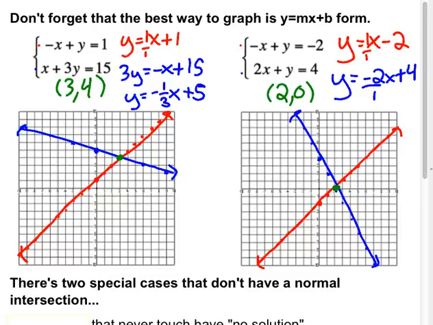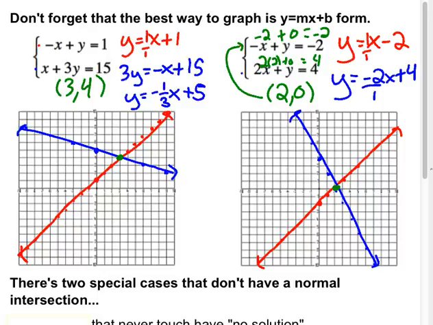All right. Now, the really cool thing is, if you ever want to make sure you have the right answer, you can always plug those values in. Notice here, negative 2 plus 0 does equal negative 2. 2 times 2 plus 0 does equal 4. So if you ever want, you can go and double check your answer. You can make sure that the point actually works in those equations.